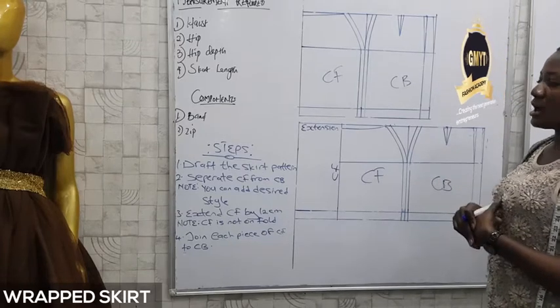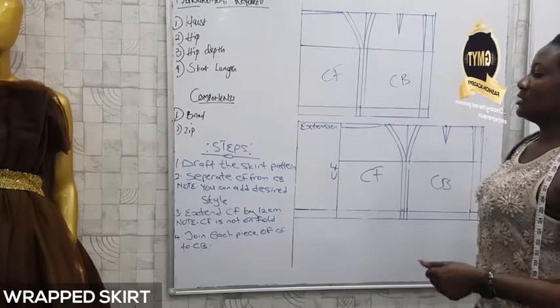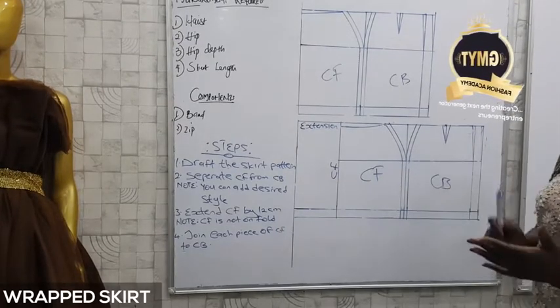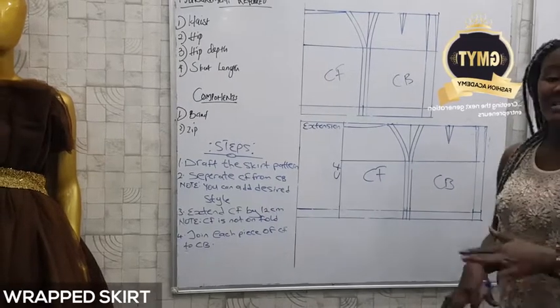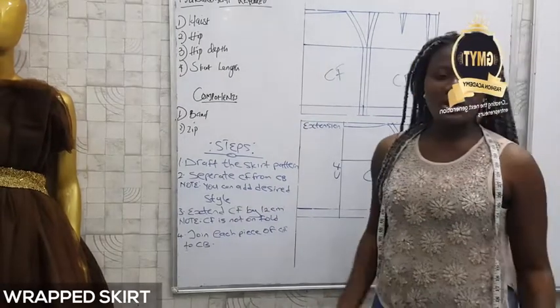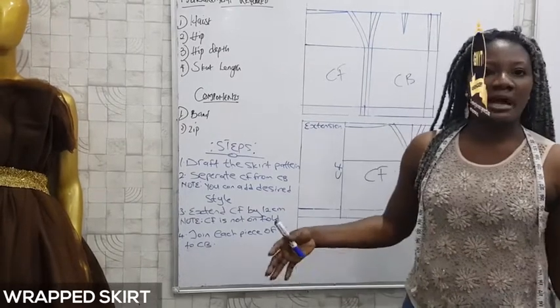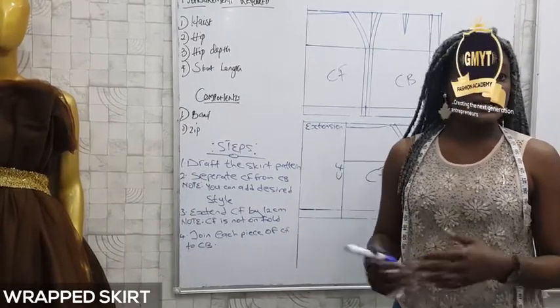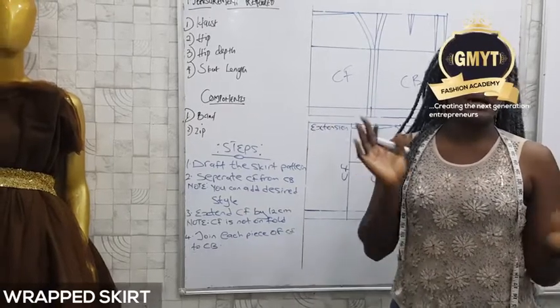Now there's a note underneath it. It says you can add desired style. The reason I said you can add desired style is there are different types of wrap skirts. The whole essence is for it to wrap each other. Some can decide to add a flare to it. Some can decide to add ruffles to it. Some can decide to leave it straight like that. It's all a matter of choice.